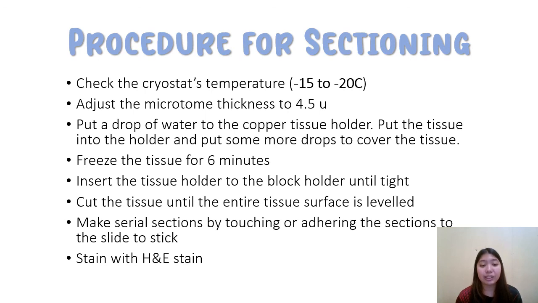Next is to insert the tissue holder into the block holder until it is tight. Then cut the tissue until the entire tissue surface is level. Next is to make serial sections by touching or adhering the sections to the slide to stick. We should make several slides. The thinner the section is, the more preferred. And lastly, stain it with hematoxylin and eosin stain.